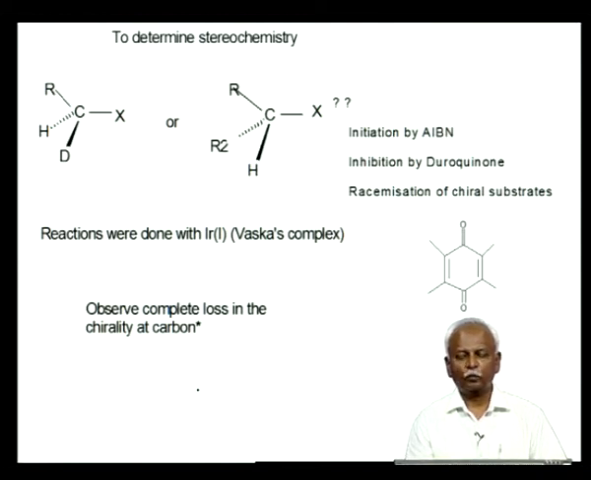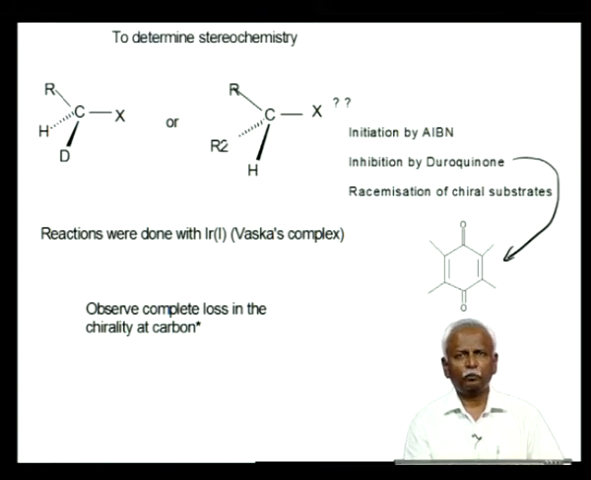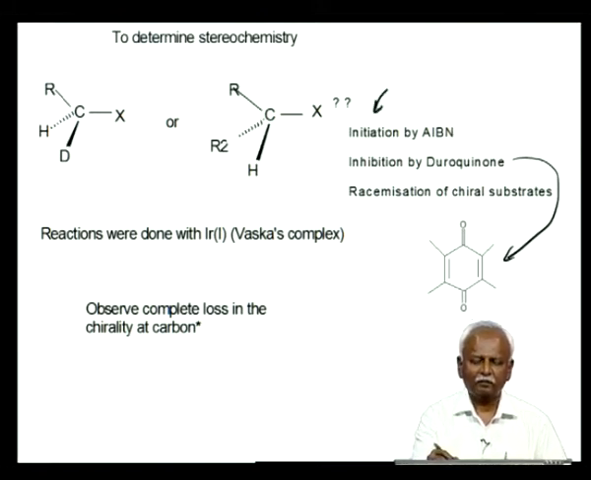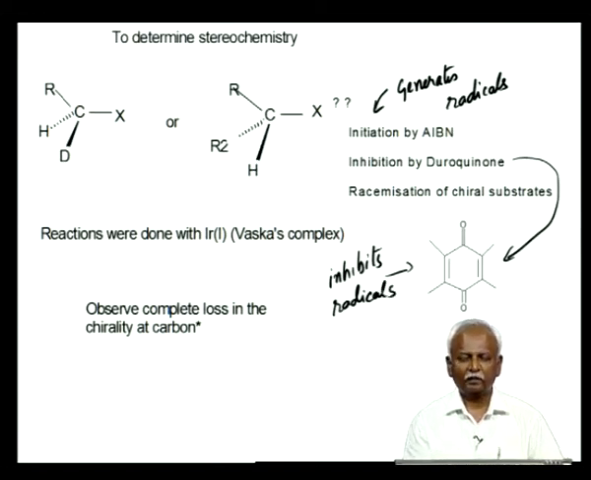So, people started doing reactions with isobutyronitrile or in the presence of duroquinone. Duroquinone is the molecule that I have listed here. Now, isobutyronitrile generates radicals. This generates radicals. So, this inhibits radicals. So, it was shown that it is possible to promote this reaction in the presence of isobutyronitrile, and it is possible to inhibit the reaction in the presence of duroquinone.